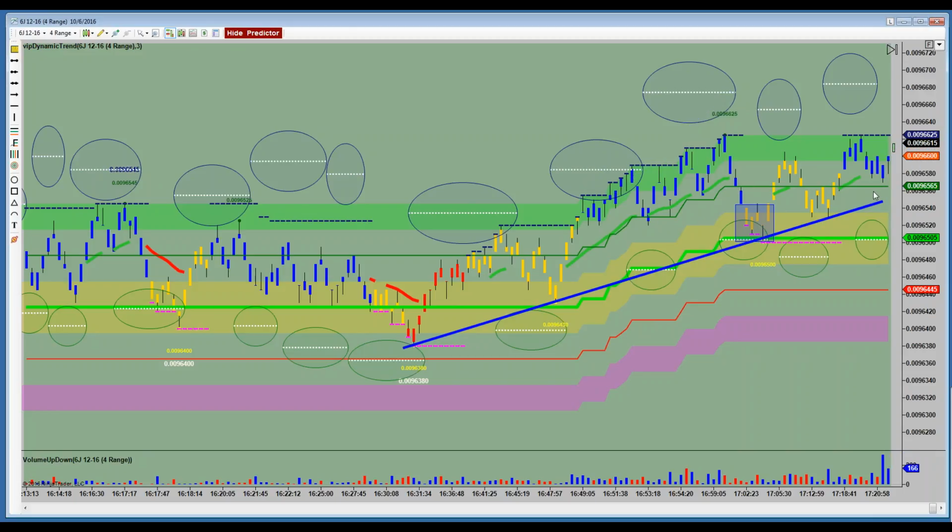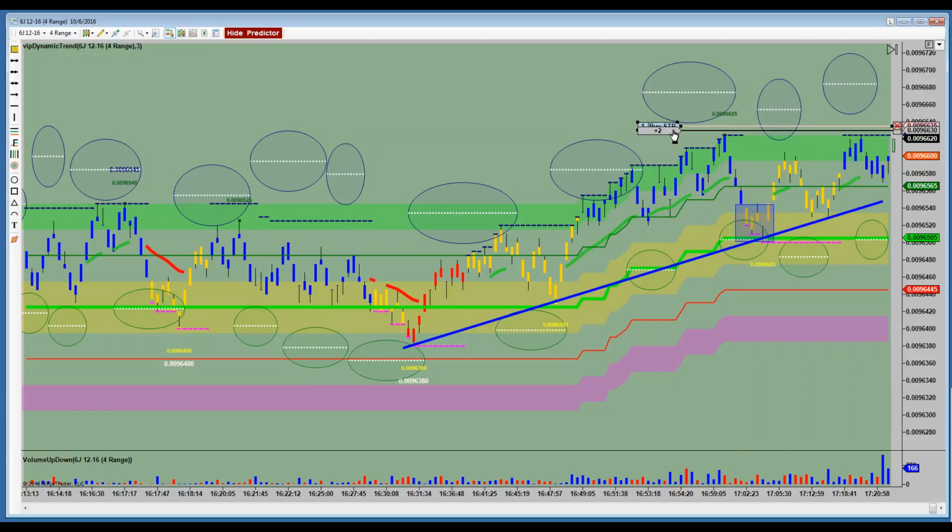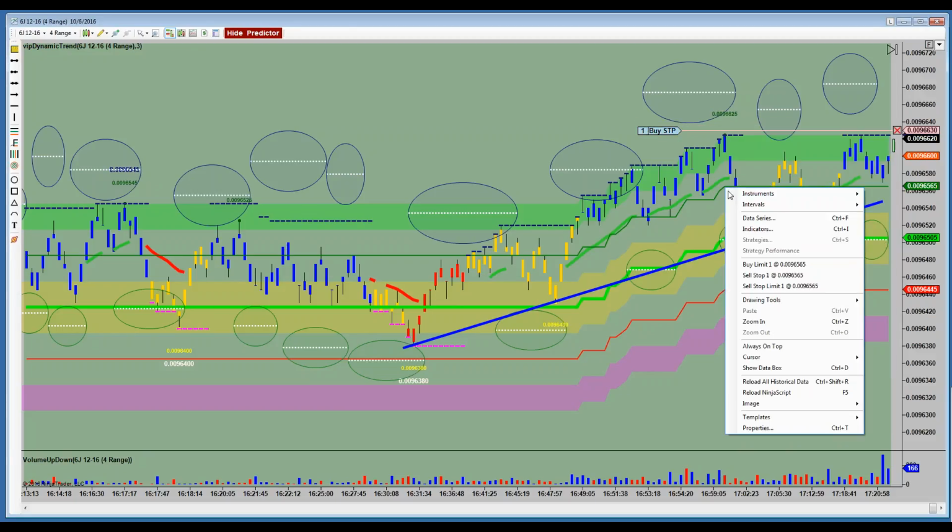How many of you want to buy? Let me give you some buy options here. We can just watch it while we pop some other charts up and look at them. I'm going to put a buy order above here. I'm going to put a buy order right here.